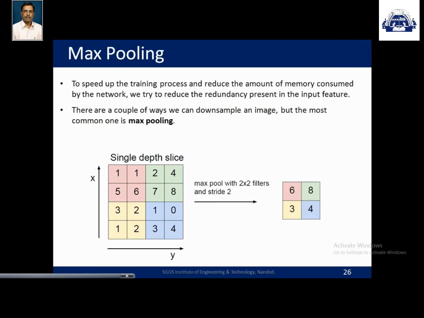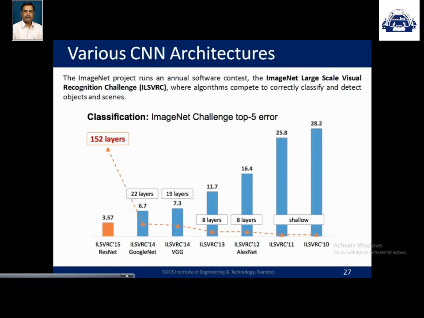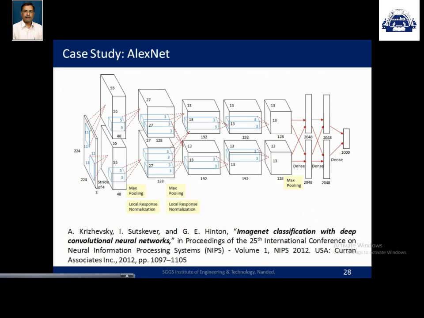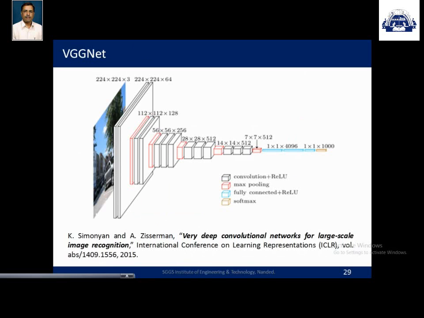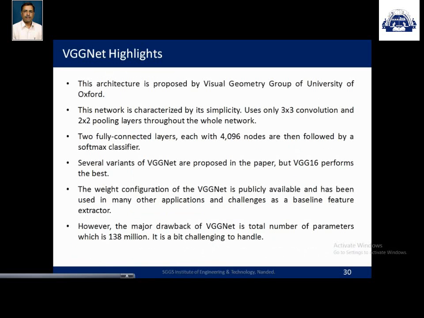Next, various CNN networks evolved. The ImageNet project runs an annual software contest called the ImageNet Large Scale Visual Recognition Challenge, where algorithms compete to correctly classify and detect objects and scenes. That is the ImageNet challenge, which shows the top 5 errors. Case study: let us have a quick view on one of the earlier networks developed by Alex, called AlexNet, and then VGGNet. So let us highlight VGGNet.